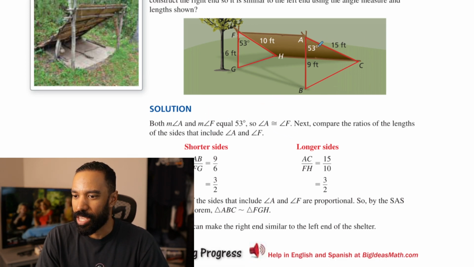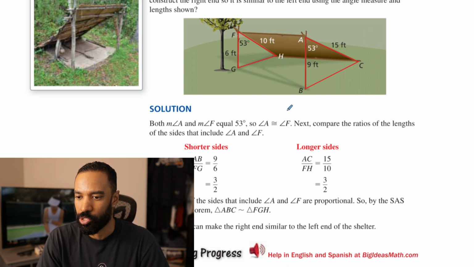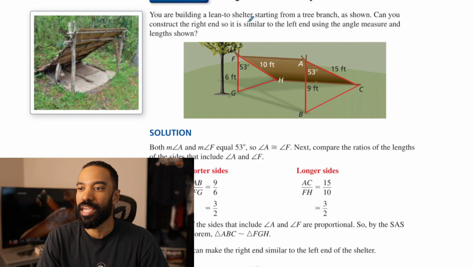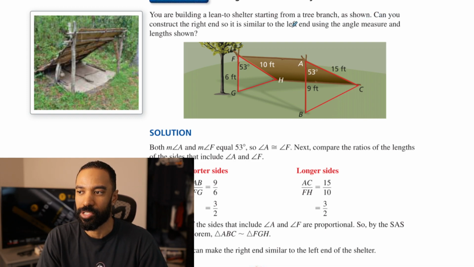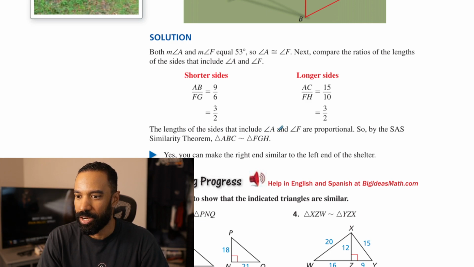Both measures of angles A and F are equal, so A is congruent to F angle-wise, and then we compare the proportionality. We go 9 to 6 for these two parts that correspond. That's 3 to 2. 15 to 10 is 3 to 2. Oh, they're saying, is it possible to do so? I thought they were saying, can we come up with numbers? Got it. So is it possible to make this similar here?